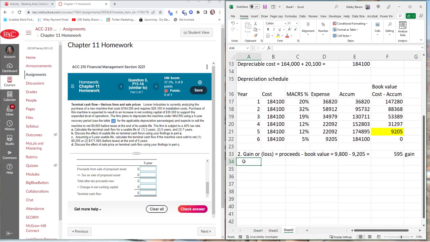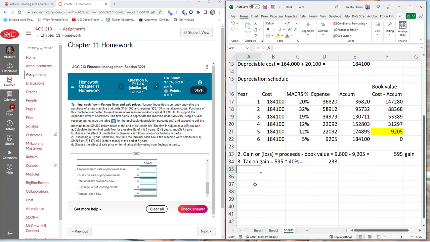Step 3 is to calculate the tax on the gain. Because it came out to a positive number, we know we had a gain. So we're going to take $595 and multiply that by 40%, which is our tax rate. So we're going to pay a tax of $238 on that $600 gain.